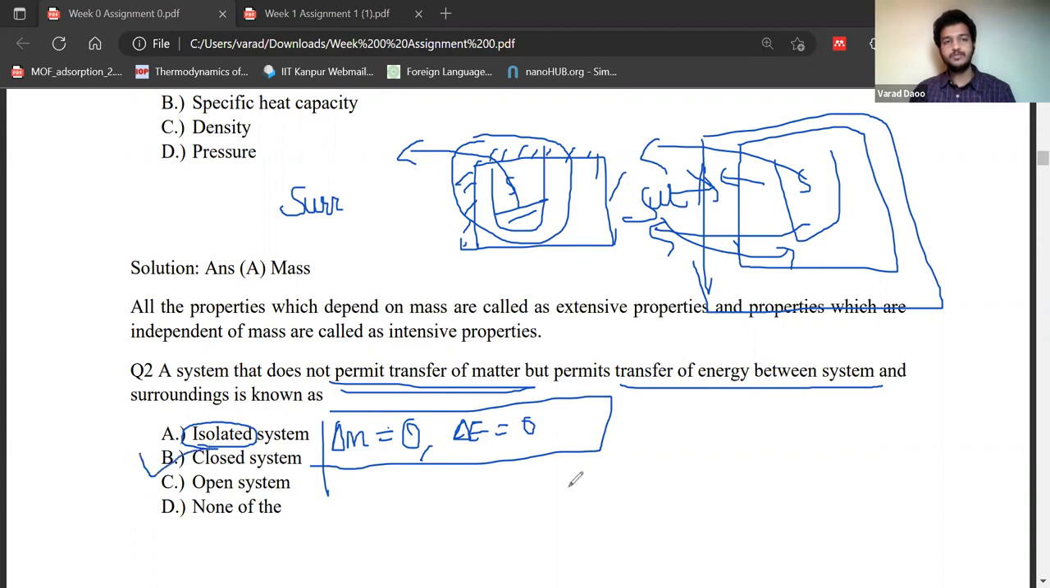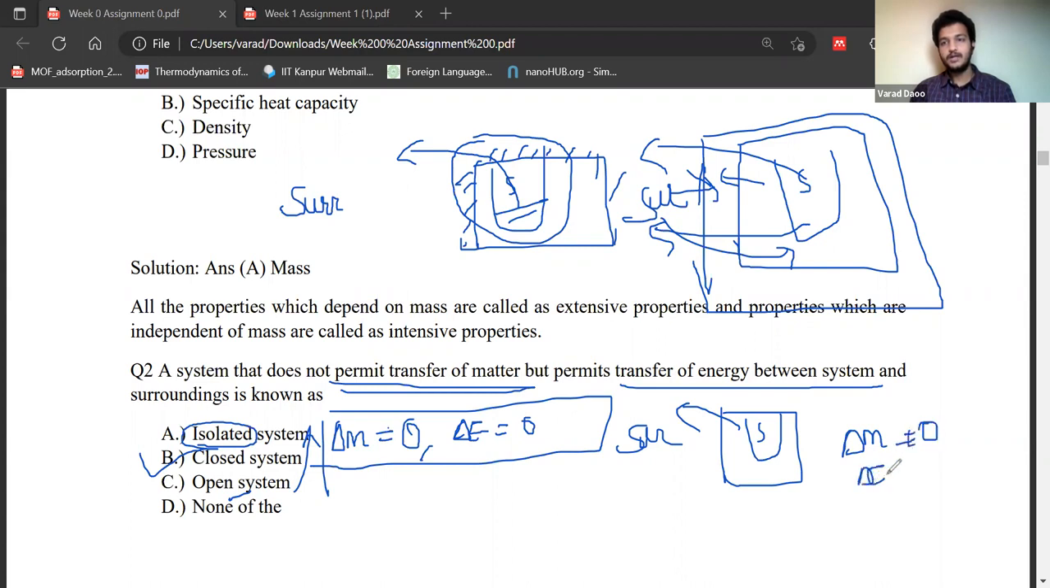Now, what is an open system? An open system is a system with a surrounding, and it allows transfer of both mass and energy: delta M is non-zero, and delta E is non-zero. So that is an open system. And a closed system allows delta M equal to 0, but delta E is non-zero, right?